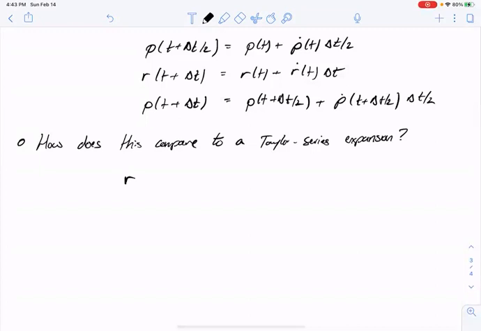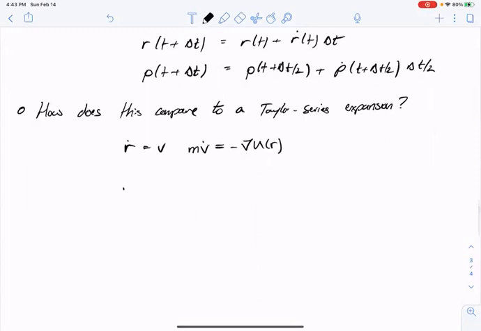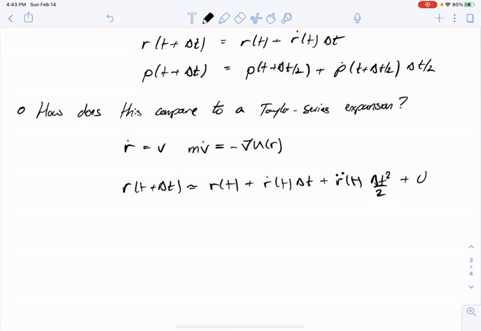For example, if we had Newton's equations, that the rate of change of the position is the velocity, and the rate of change of the velocity up to a factor of m is given by a force. Taking the position first, if I wanted to update it by some time step, delta t, I could Taylor expand it about that delta t, about t. To zeroth order, it's the position in the past. To first order, I would need the rate of change. To second order, I need a second derivative of r evaluated at t multiplied by delta t squared over 2. And that would be good up to third order in the time step, naively.